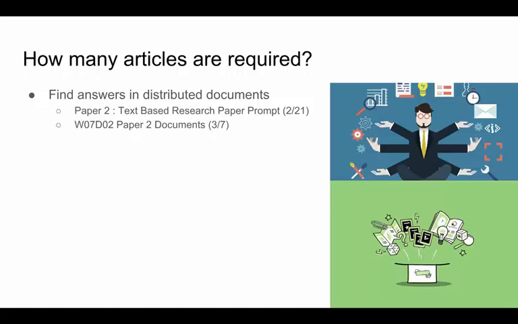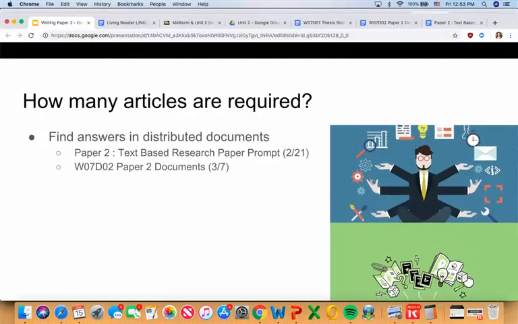The first one that I'm going to use is the paper titled Paper 2, Text-Based Research Paper Prompt. This was the prompt that was distributed in class on February 21st. And the second thing we're going to look at is the handout titled Week 7 Day 2, Paper 2 Documents, distributed in class on March 7th. So let's take a look at those.